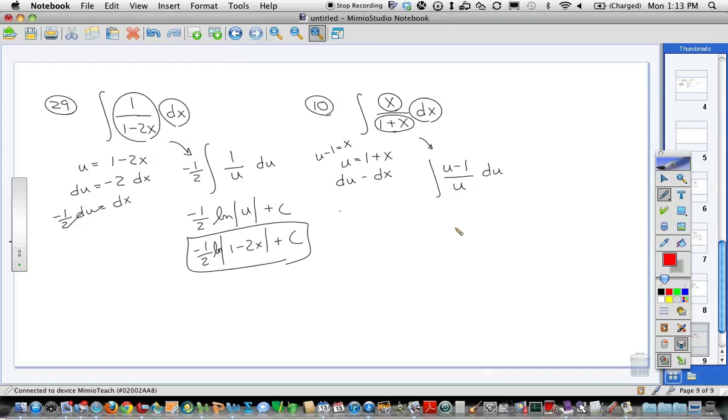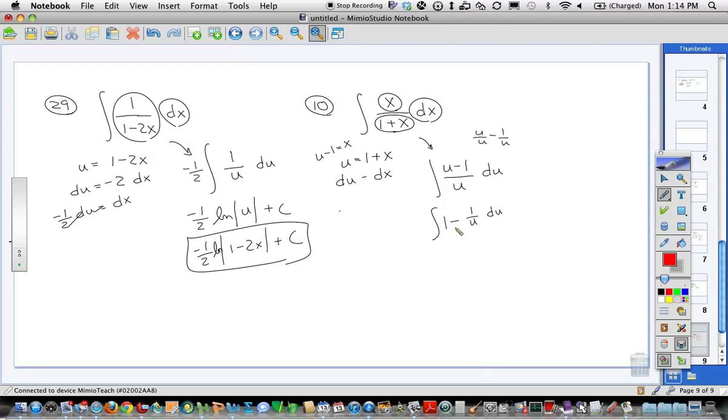So this one becomes u over u minus 1 over u, which would simplify to 1 minus 1 over u du. Notice I still put the integral sign there. This is a mistake people make, because I have not done the antiderivative yet. So I still need the integral sign and the du. All I was doing was some algebra to rewrite.